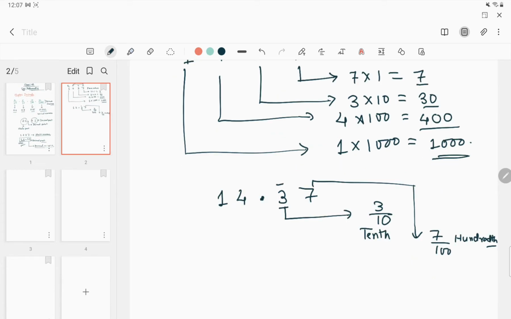It means when you are proceeding from left side to right side, it will decrease 10 times each time. For the 3, it is 3 by 10. For the 7, it is 7 by 100. The place value of 3 is 3 by 10, so it is decreased 10 times, that is, divided by 10. If I ask you what is the place value of 7, it is 7 by 100. So this is the hundredths place. Okay.